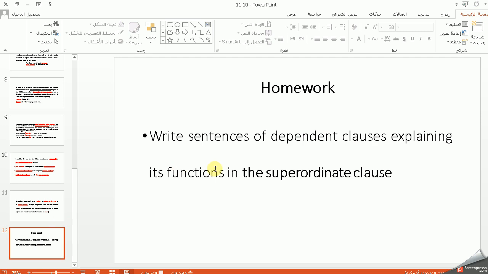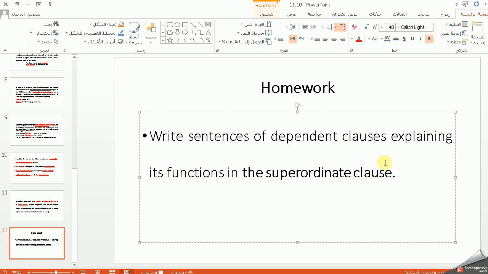Homework, so that you can practice, dear student: to practice these things, write sentences of dependent clauses explaining their functions in the subordinate clause. Thank you very much for your listening.